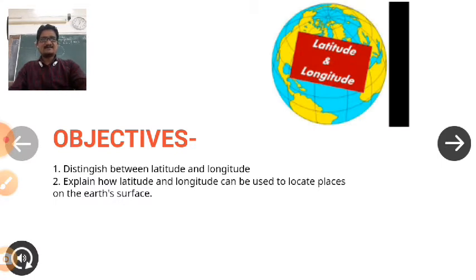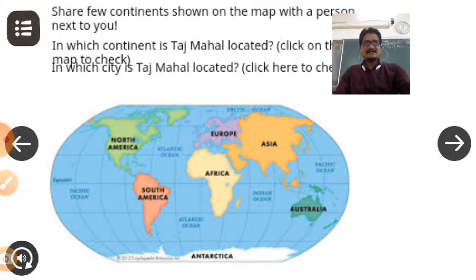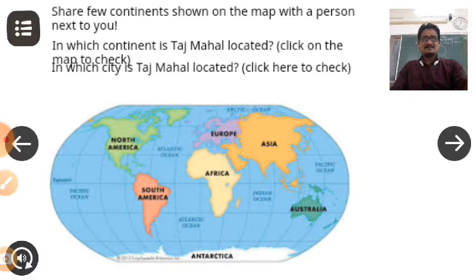The objectives of latitude and longitude are to distinguish between latitude and longitude, and to explain how latitude and longitude can be used to locate places on the Earth's surface. Then there is a question: a few continents are shown on the map. In which continent is the Taj Mahal located? Here the Taj Mahal is located.